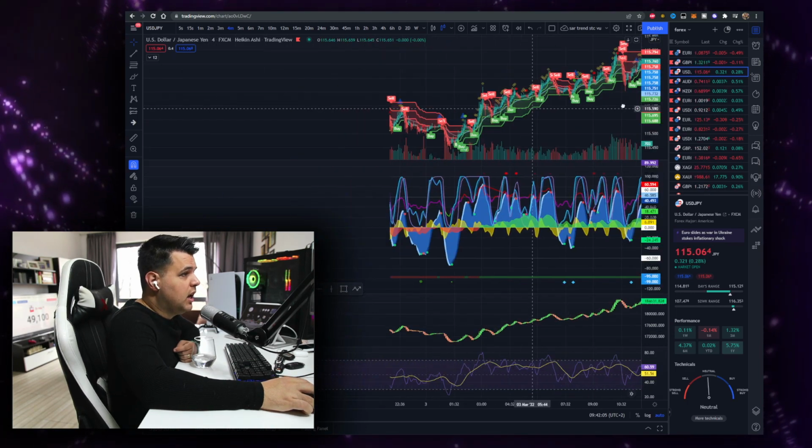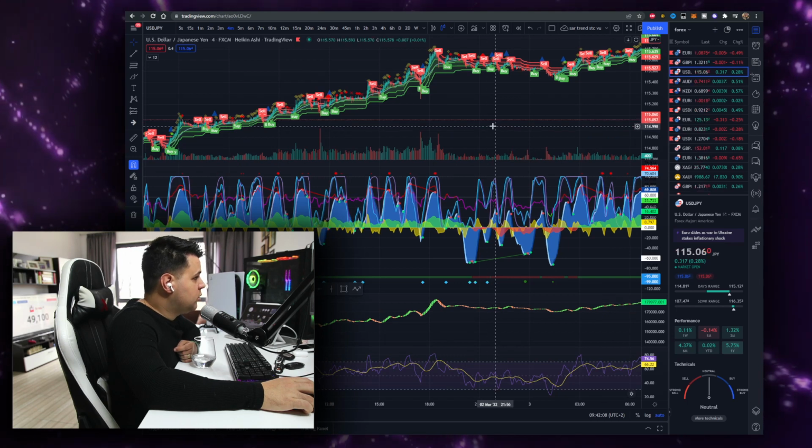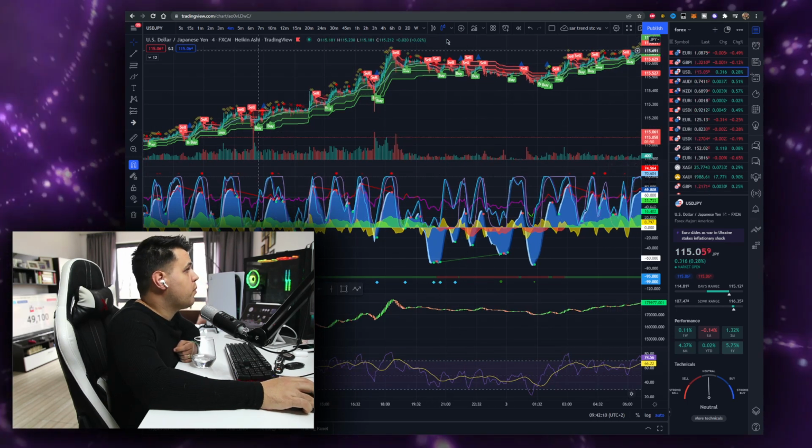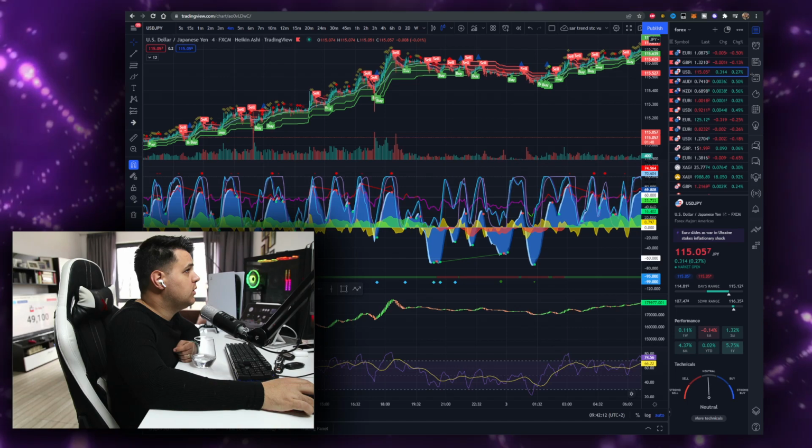But how do you see where is the end of the trend? What I like to use is a free indicator. It's called VuManChu. I've already made a video on it a while ago.